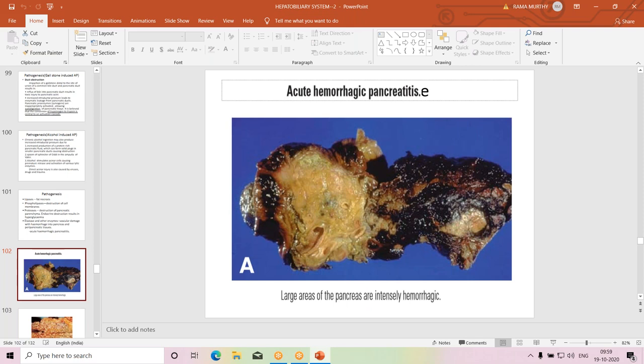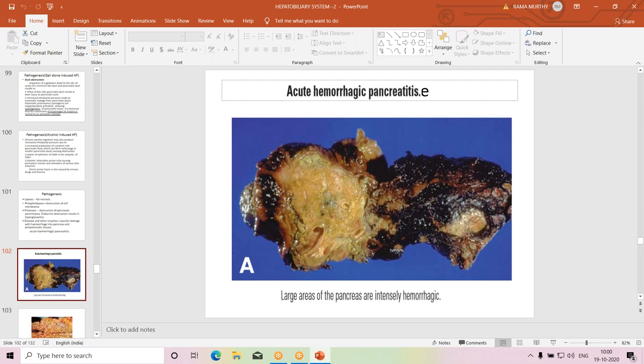So you can see this is a specimen of pancreas. The head region shows prominently dilated ducts, and the parenchyma appears gray white or yellowish white. Yellow appearance is because of fat tissue, yellow white because of fat necrosis, and the fatty acids may combine with calcium forming calcium soaps, or calcium precipitation appears as chalky white precipitates. So this is a variegated appearance which is seen in the head of the pancreas.